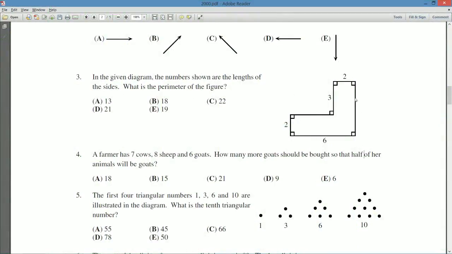So the perimeter, we add up all the side lengths. Okay? We know that we have a 2 here, a 3 here, a 2 here, and a 6 here. But we have a couple of these ones missing. So we want to figure out what are these unknowns.